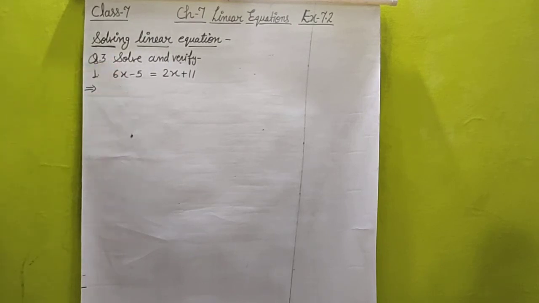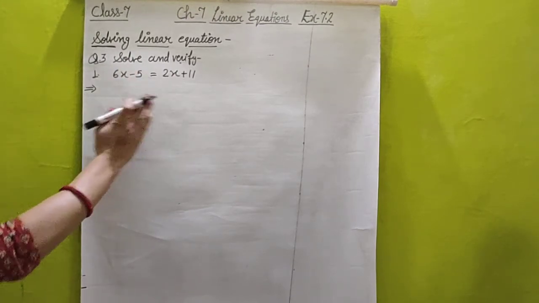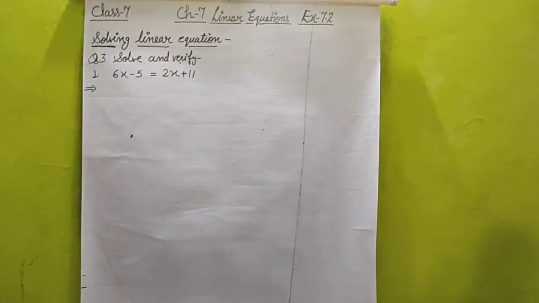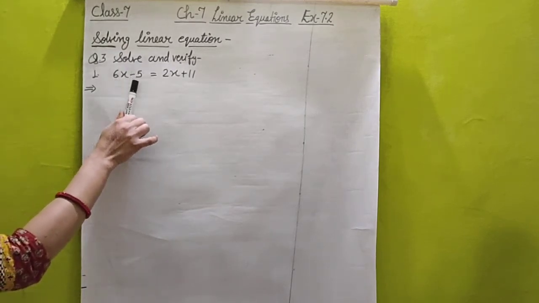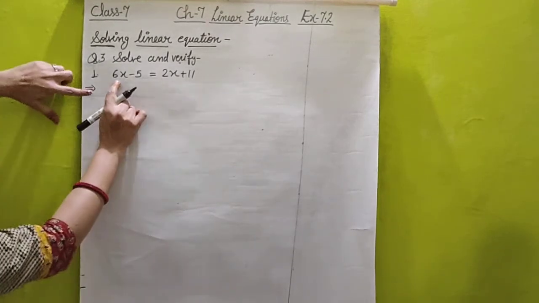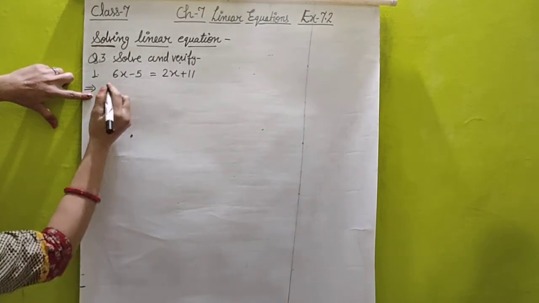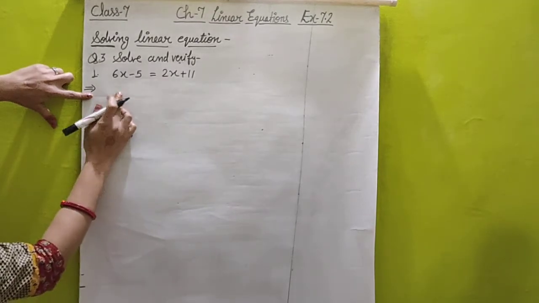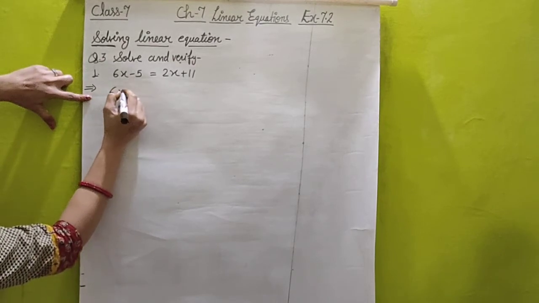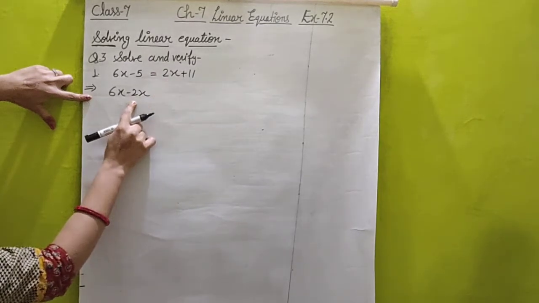Because in the trial method, we have to try 1 time, 2 time, 3 time. And here we do not have to try, we only have to transfer the value from the LHS to RHS and from RHS to LHS. So first of all students, 6x minus 5, this is the LHS, is equal to 2x plus 11, this is the RHS. So here 6x and 2x. Okay. So what I will do here, I will transfer this 2x here. So the value of both x will be on the same side. 6x minus 2x, because the sign of 2x is plus, it will come here as minus.